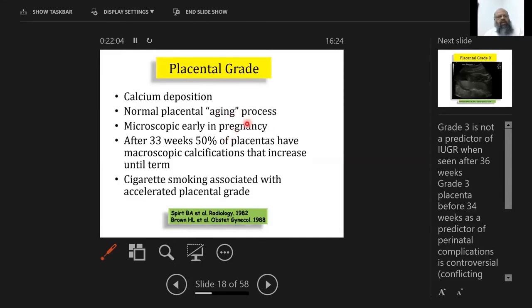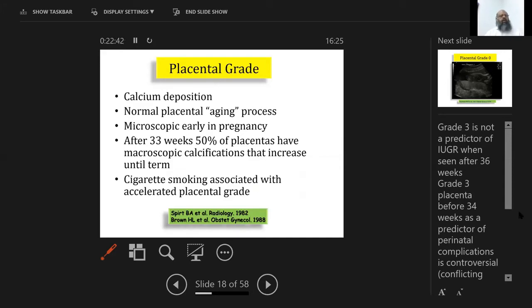Then is placental grade. Calcium deposits are important, and we can have different grades. Normal placental aging process is also called placental grading, and it is microscopic early in pregnancy. After 33 weeks, 50% of placentas have microscopic calcification that increases until term, and cigarette smoking is associated with accelerated placental grading if the mother is a smoker. Grade 3 is not a predictor of IUGR.